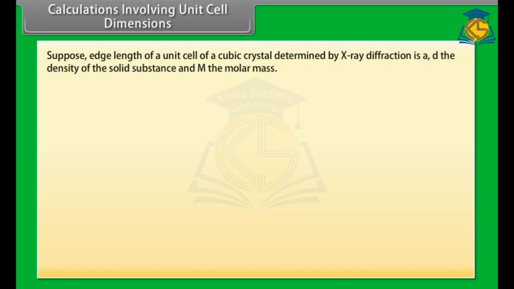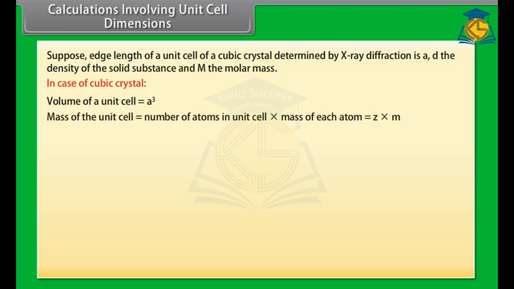Suppose the edge length of a unit cell of a cubic crystal determined by X-ray diffraction is a, d the density of the solid substance, and M the molar mass. In case of a cubic crystal, the volume of a unit cell is equal to a cube. Mass of the unit cell is equal to the number of atoms in the unit cell times the mass of each atom, which is equal to Z into m.